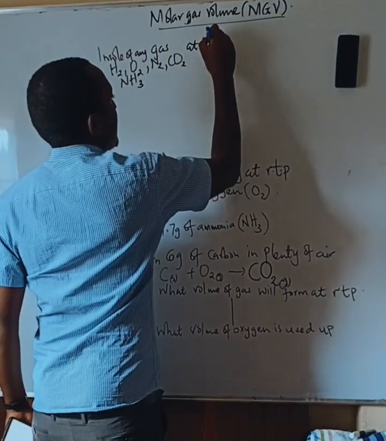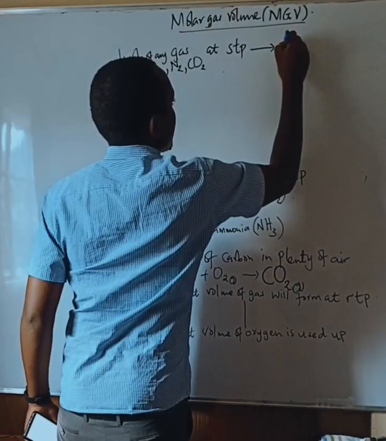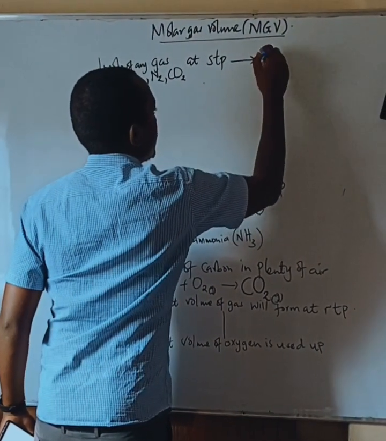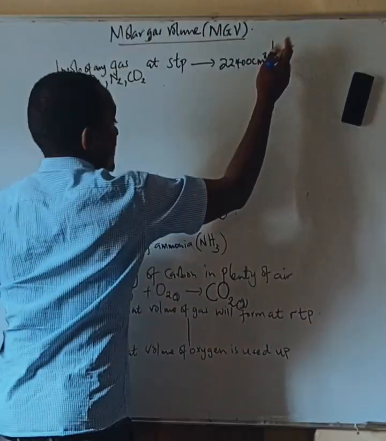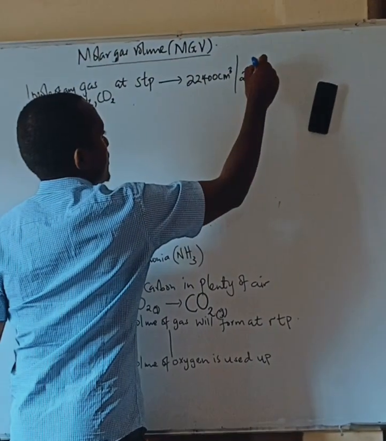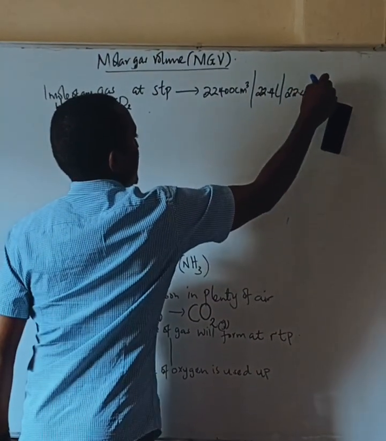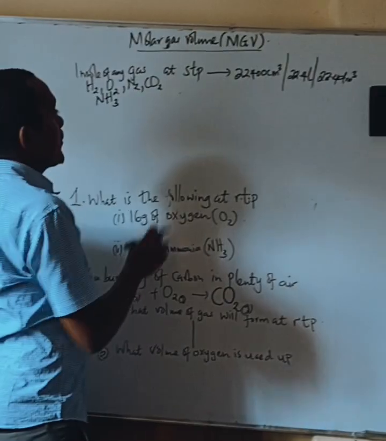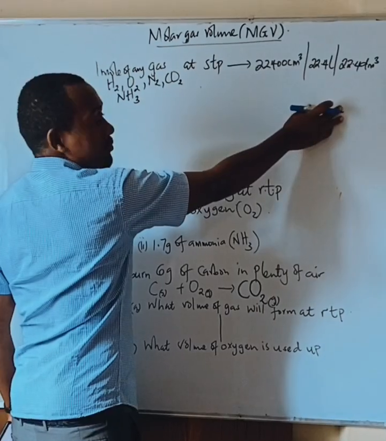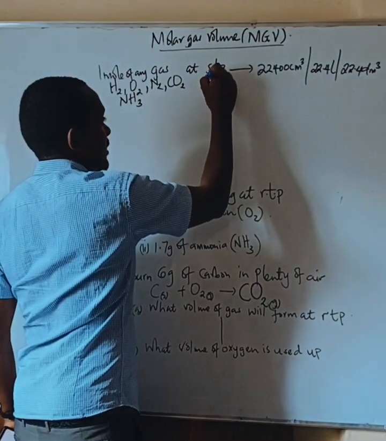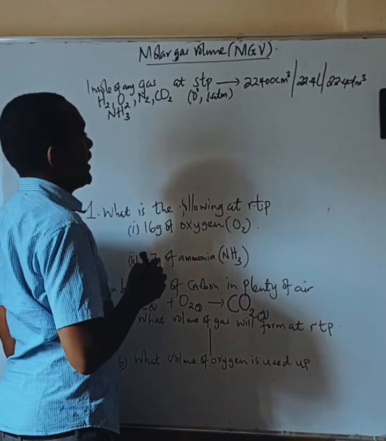At STP, standard temperature and pressure, it occupies the following: 22,400 centimeter cubic, which is the same as 22.4 liters, which is the same as 22.4 dm cubic. So any gas at STP occupies this volume, and STP is 0 degrees Celsius and 1 atmosphere. These are the conditions at STP.